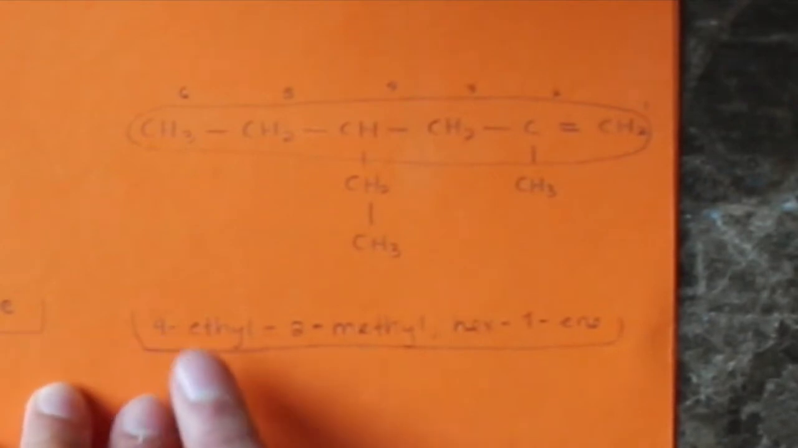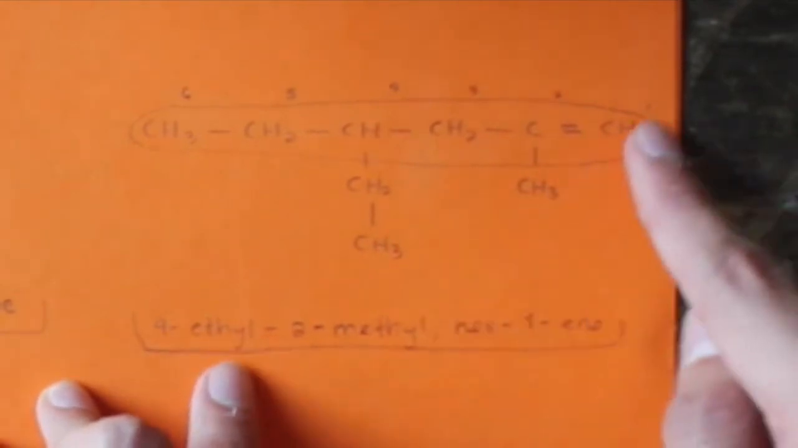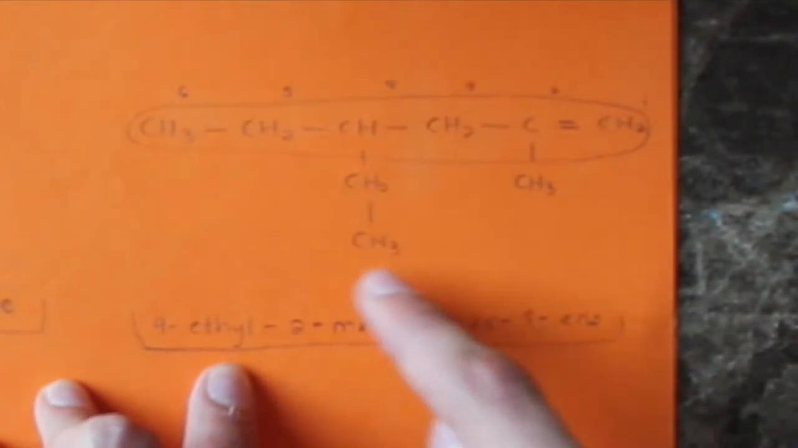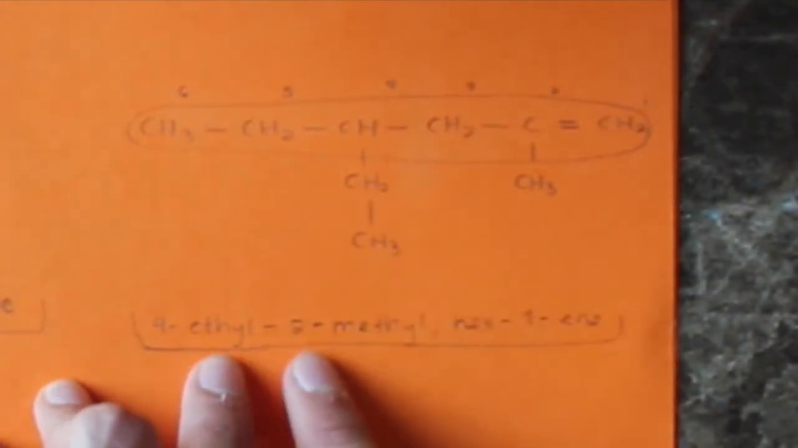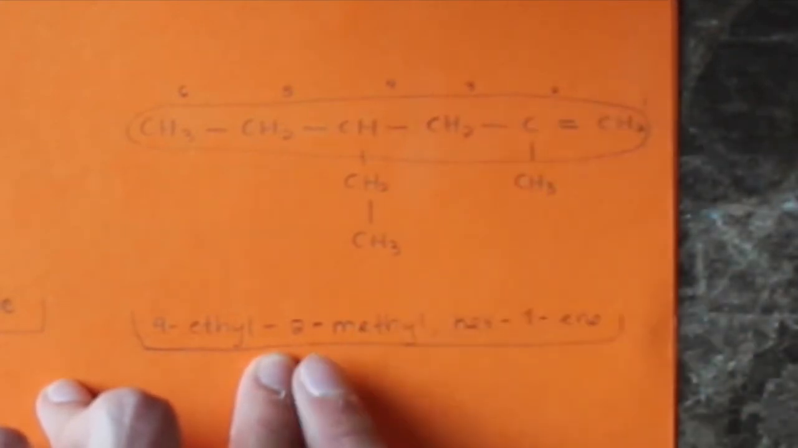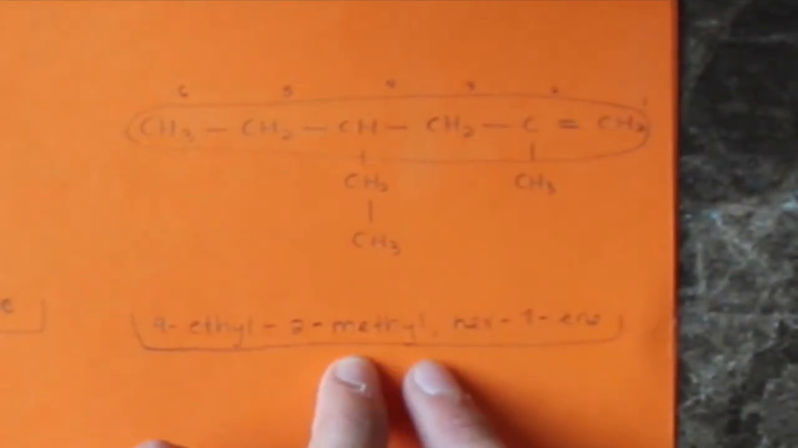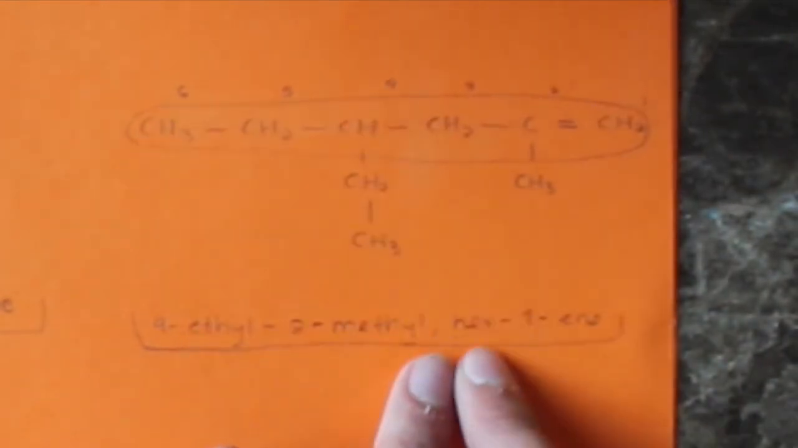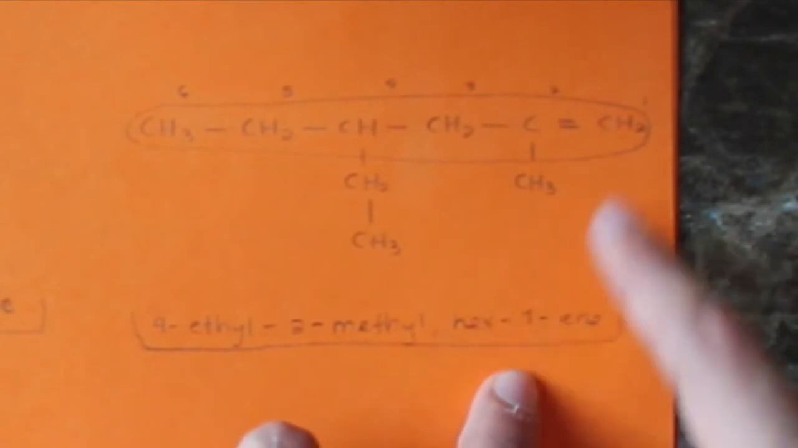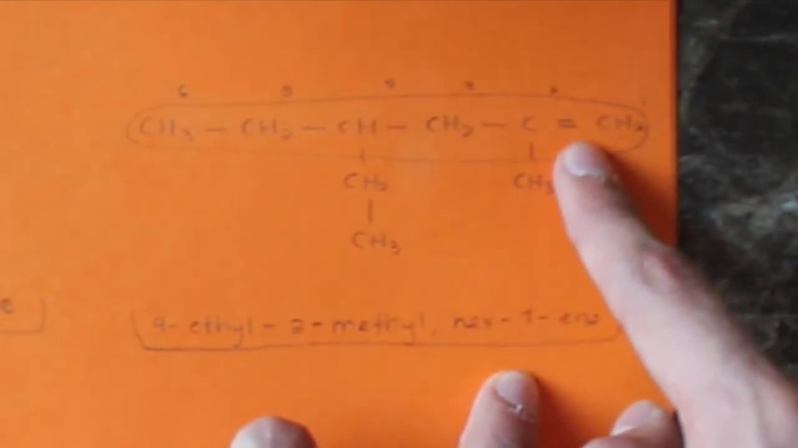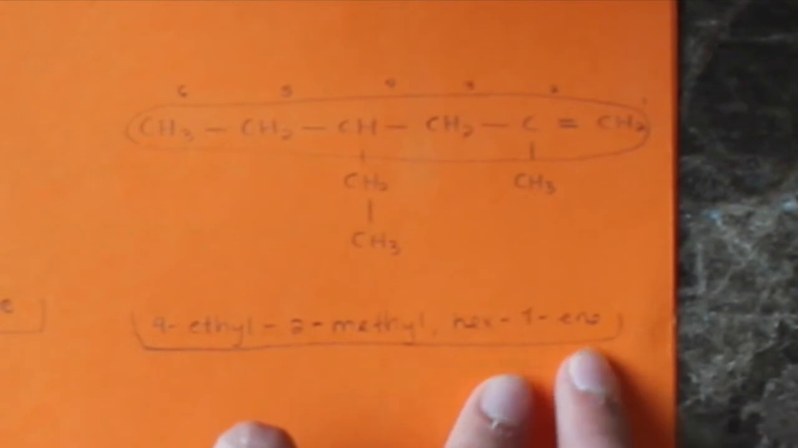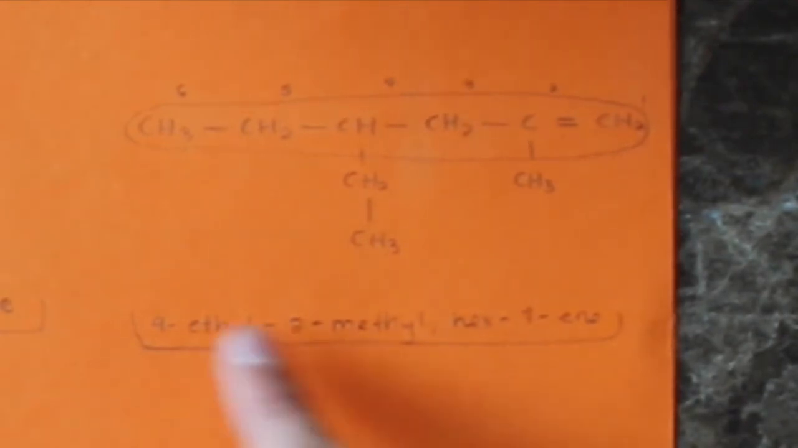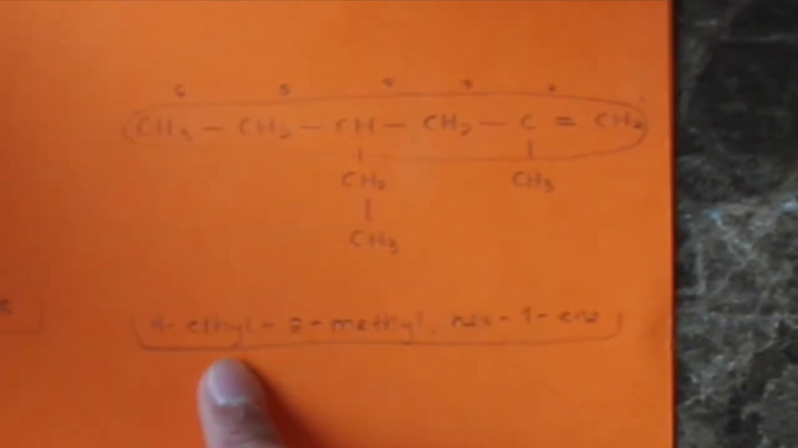Then we have here 4-ethyl. It is because 1, 2, 3, 4, we have in the location 4 our branch of ethyl. Then we have 2,2-dimethyl. And then hex, 1, 2, 3, 4, 5, 6, because there are 6 carbons in our longest chain. 1 because in the first carbon there is the double bond, and ene because this is an alkene. Remember that we start naming the branches alphabetically.